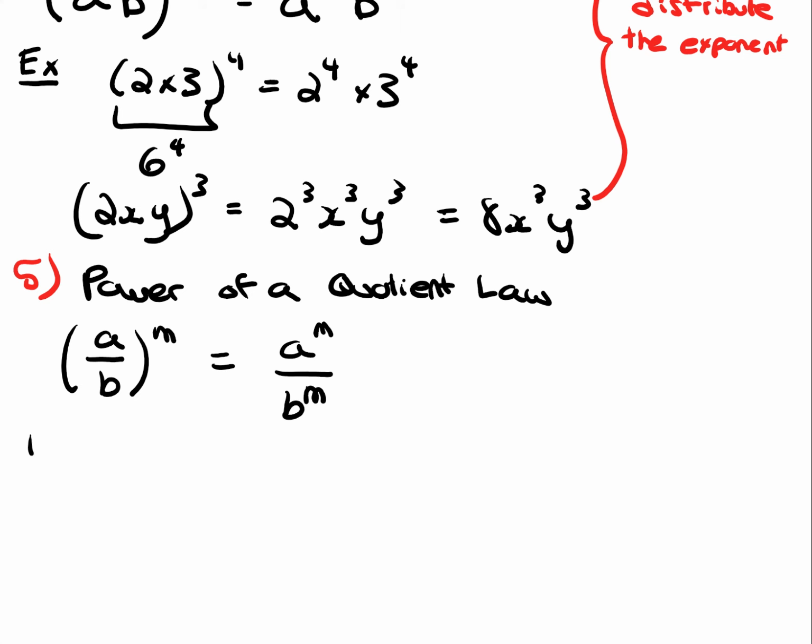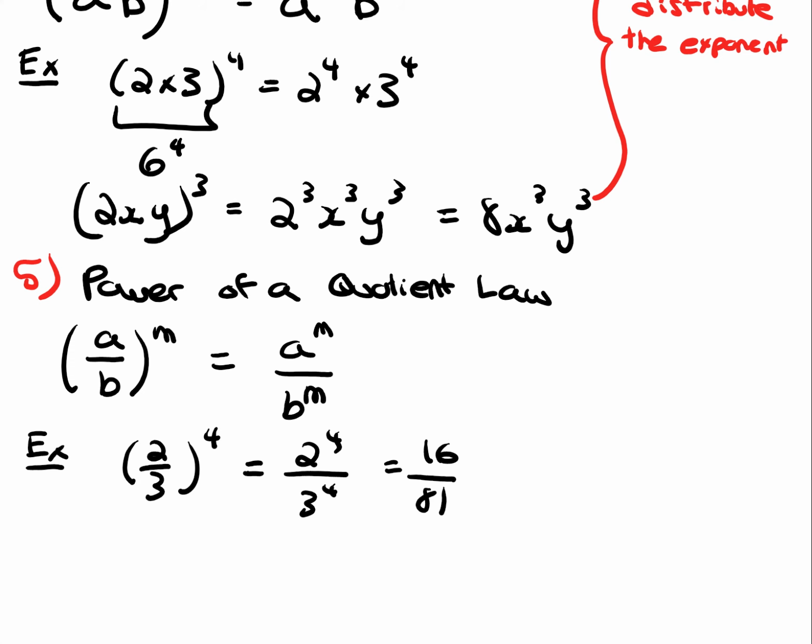Okay, so an example of this would look like something like if we had 2 over 3 to the power of 4, that would look like 2 to the power of 4 divided by 3 to the power of 4, which would be 16 over 81.